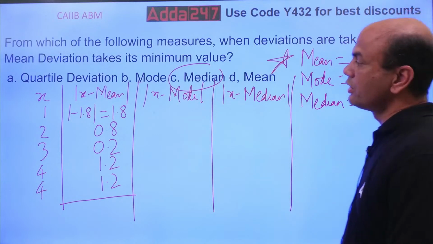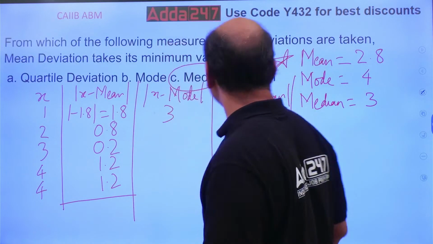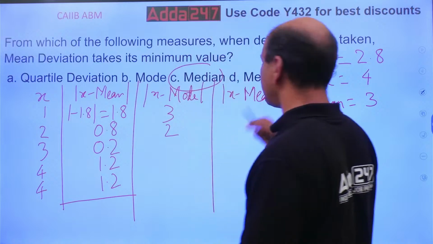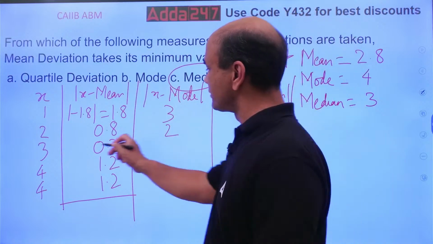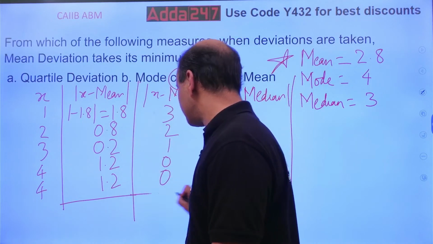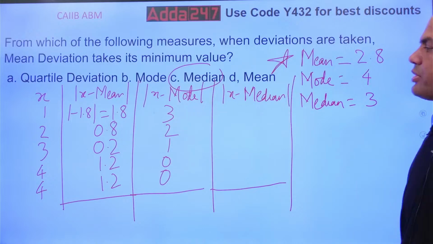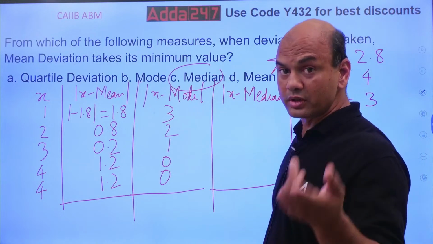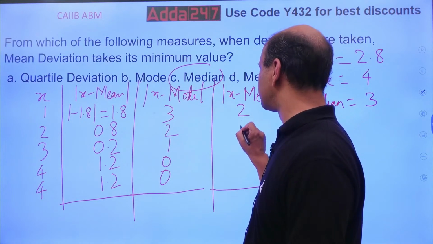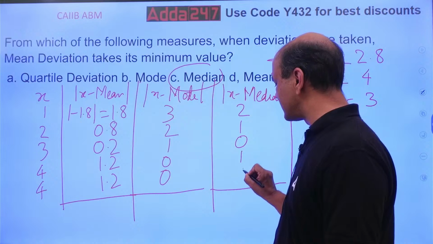Mode is 4. 1 minus 4, minus 3, but modulus, so plus 3. 2 minus 4, minus 2, but modulus, plus 2. 3 minus 4, minus 1, so plus 1. 4 minus 4, 0, and 4 minus 4, 0. Now the median, which is 3. 1 minus 3, minus 2, but modulus, plus 2. 2 minus 3, minus 1, but modulus, plus 1. 3 minus 3, 0. 4 minus 3, 1, and 4 minus 3, 1.